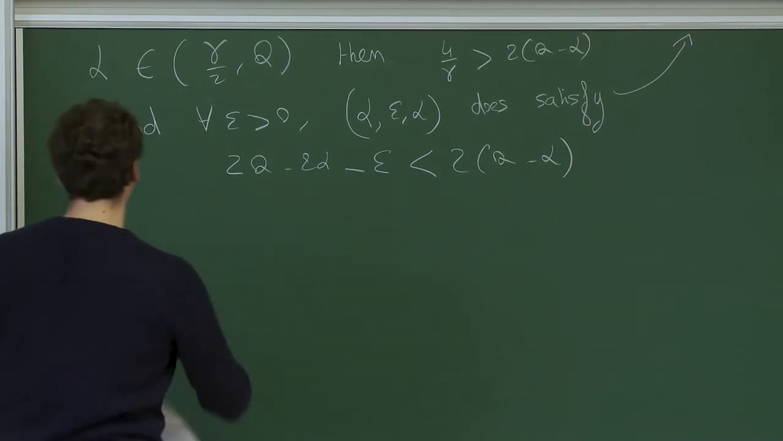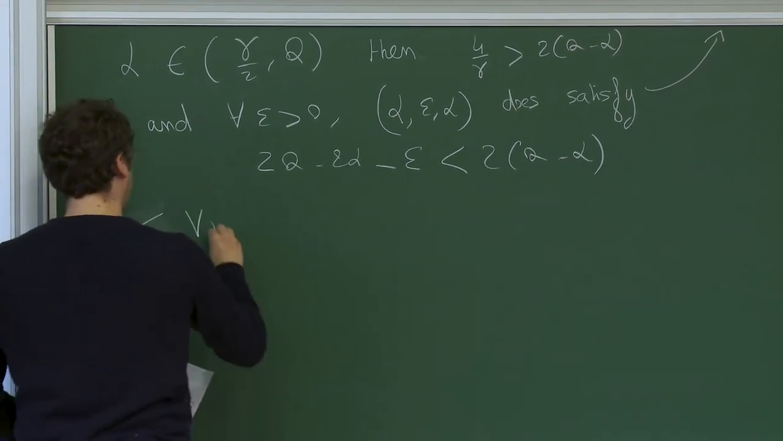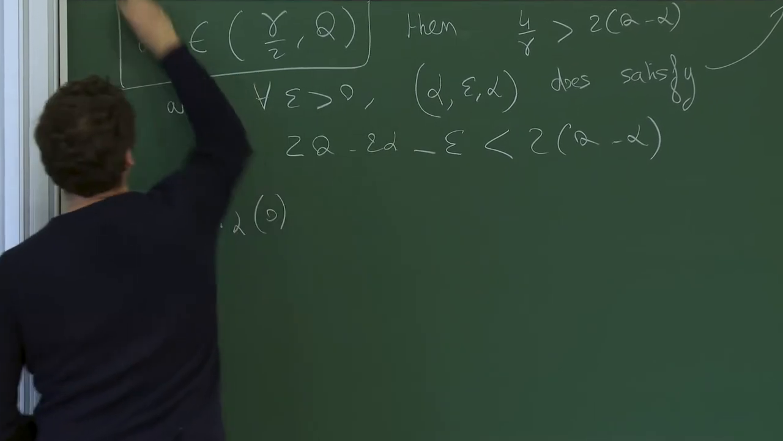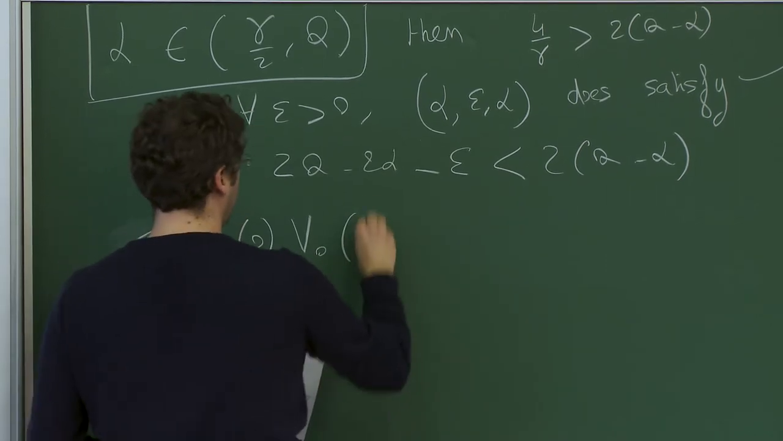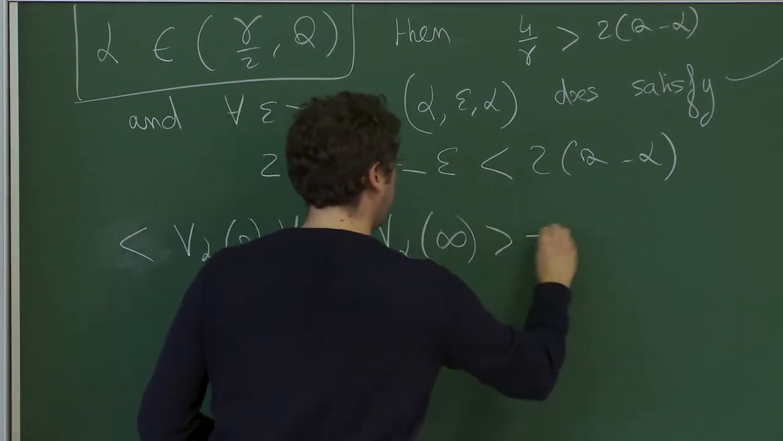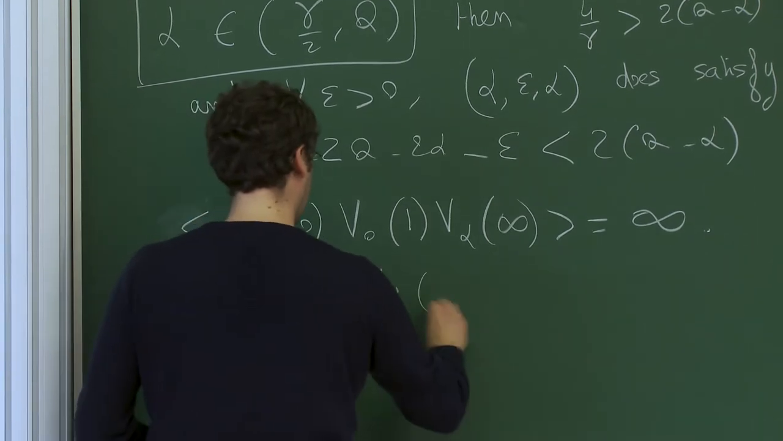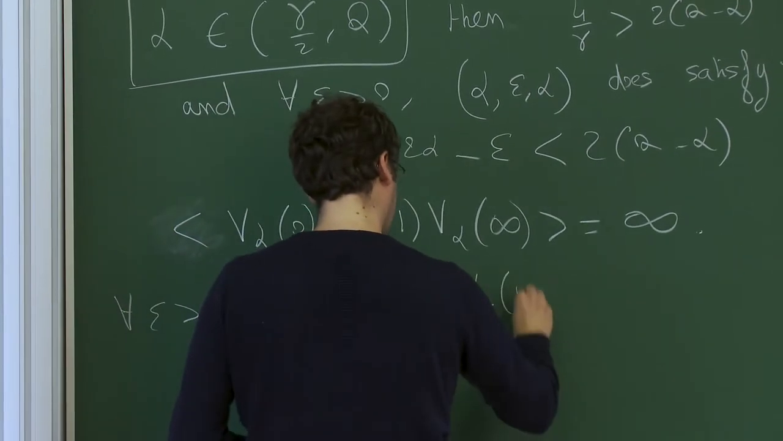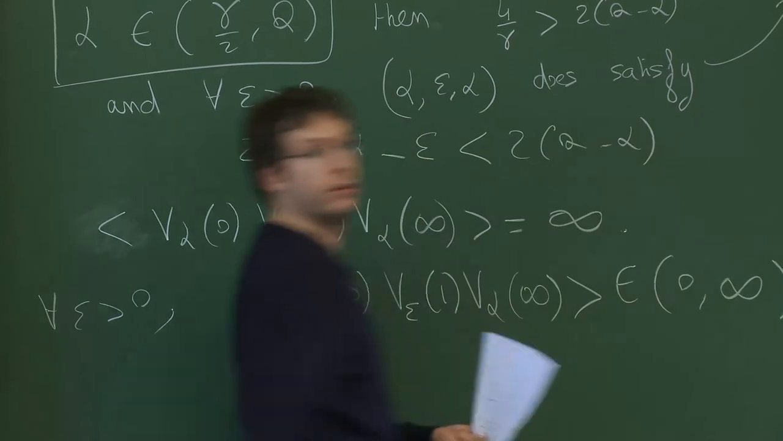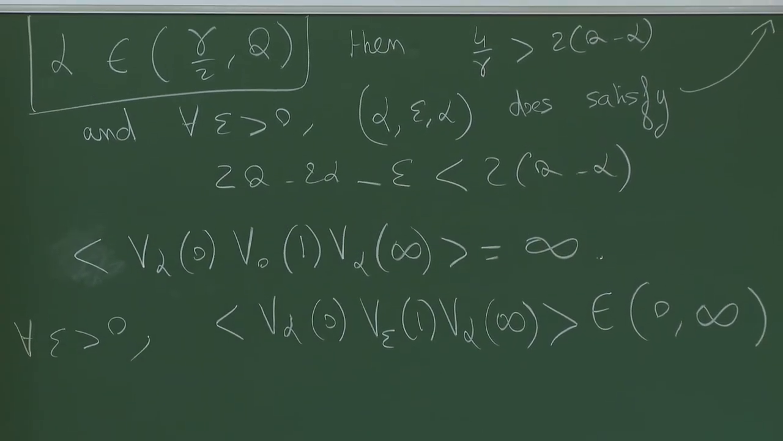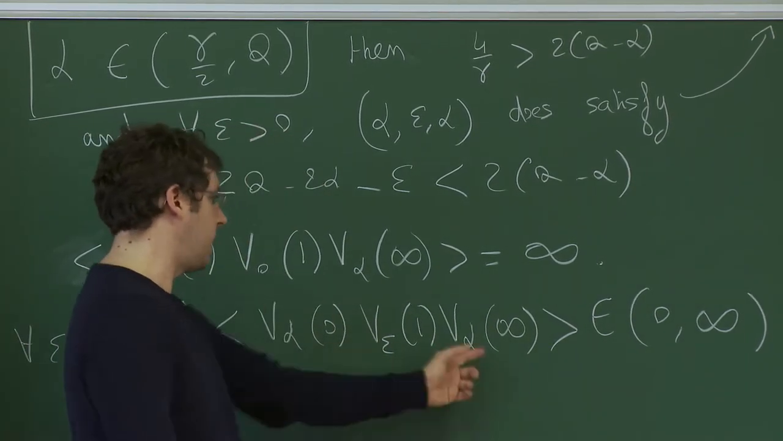And so this means that I can define, so conclusion of my discussion, the two-point correlation function, if you wish, this is infinity, however, for all epsilon strictly positive, V alpha 0, V epsilon 1, V alpha infinity, well, exists. So it's a three-point correlation function which exists. So it means that if we take the same weights, we can define three-point correlation.